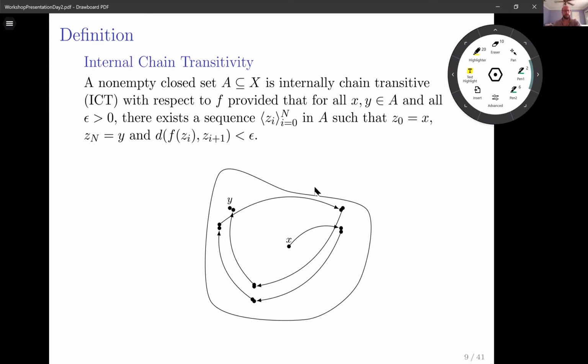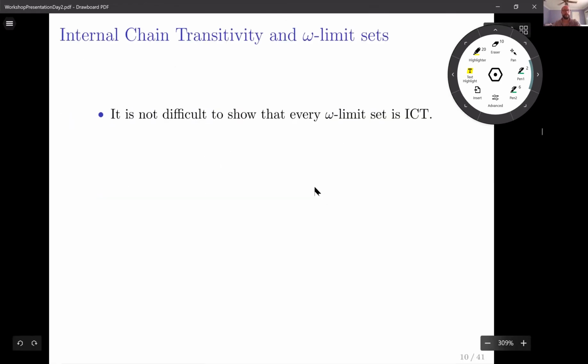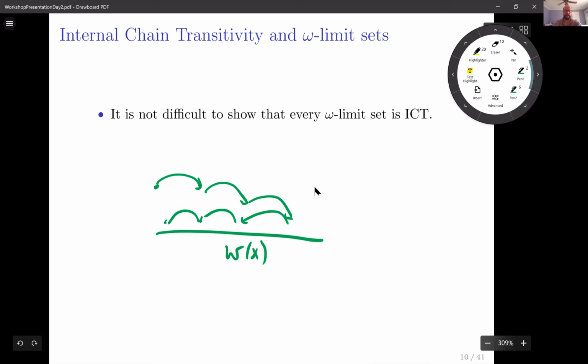This is, of course, very related to the notion of chain transitivity, which is a related property for the full space, but internal is a property of a subset of the whole space. It is not difficult to show that every omega limit set is internally chain transitive. The way we might do that is by looking at how the orbit of our point settles in on that omega limit set. A schematic of this proof might be something like this. You have this, which represents omega of x, and then the orbit of x settles in on this in a way that kind of fills it up as you go.